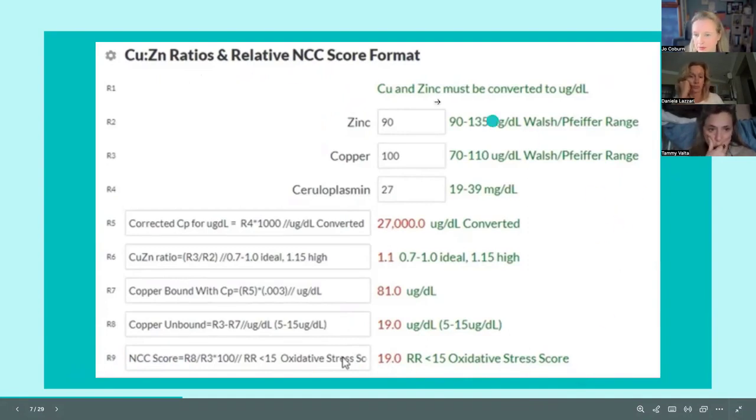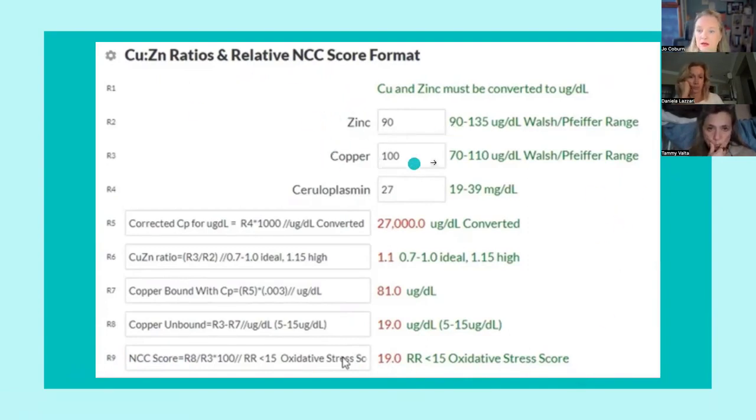When you're putting numbers in here, zinc and copper need to be converted to micrograms per deciliter. Sometimes you'll find it in micromoles instead, but you'll need to convert it so it's in this form. You can just Google a conversion for that if you need it. And then ceruloplasmin usually comes in milligrams per deciliter, I think.